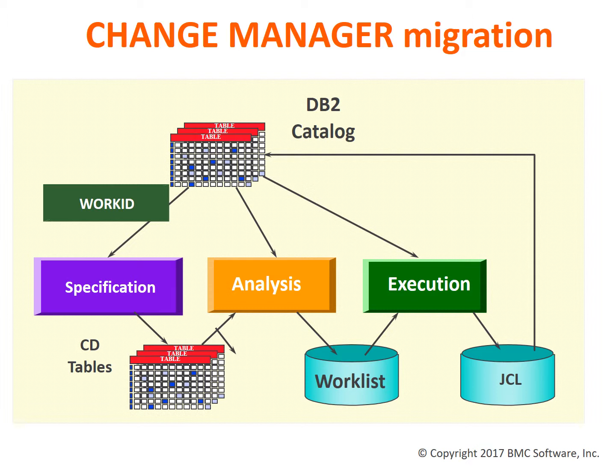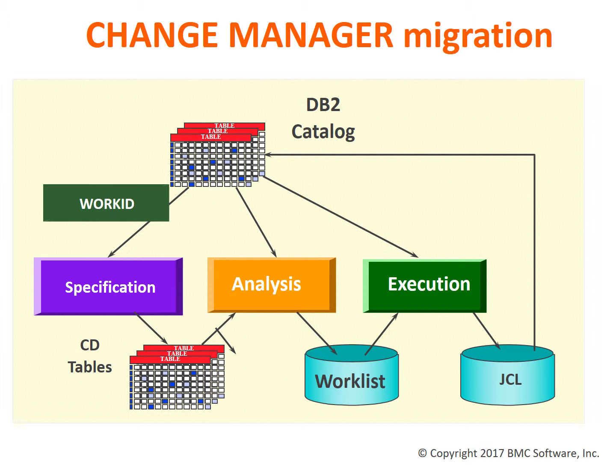Once the work ID is created, you need to specify which objects to migrate. When you select objects, these instructions are stored in the Change Definition or CD tables that were created during the Change Manager install. The next step is the analysis phase. Analysis reads the changes specified in the CD tables, then analyzes the changes against the DB2 catalog to create a list of instructions file or work list.